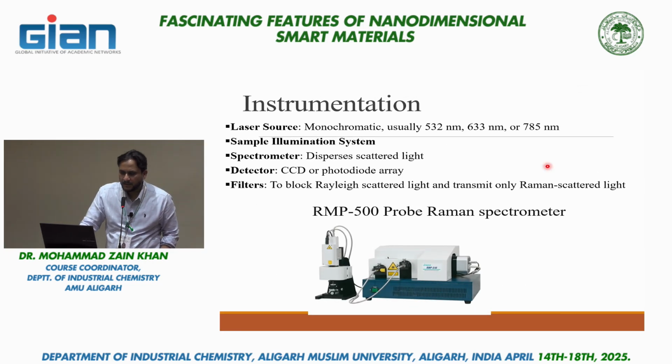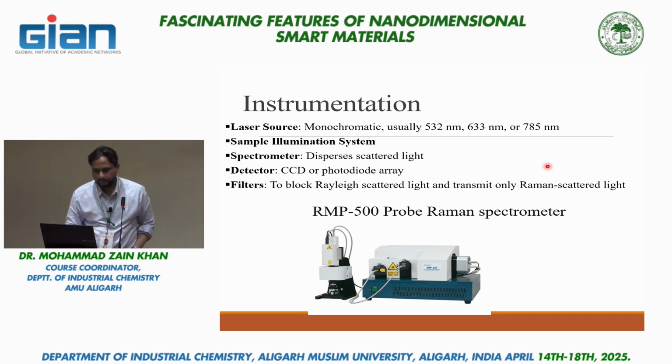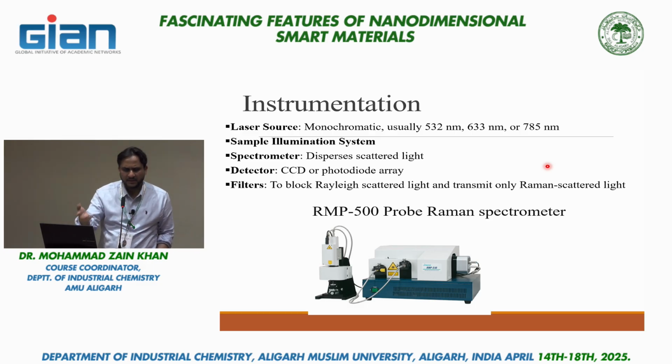This is the image of a Raman spectrometer. Again we are using a laser source, monochromatic light with wavelengths 532 nanometers, 633 and 785, in the visible range. The detector is again a charge coupled device or photodiode arrays. Photodiode arrays also collect the photons and convert them into electrical signal. Then we have filters which behave like a monochromator.